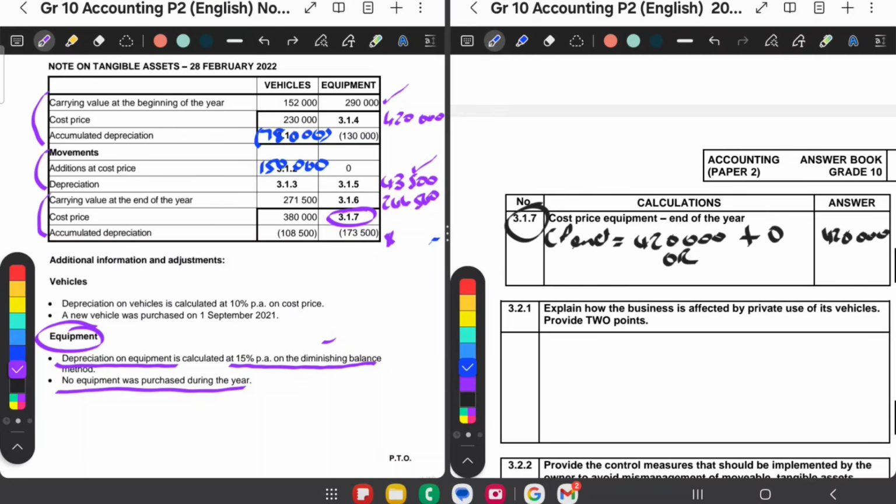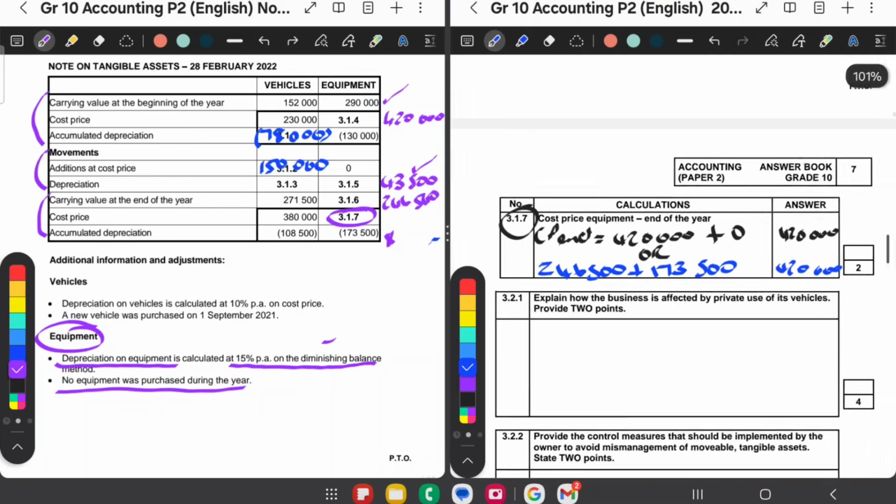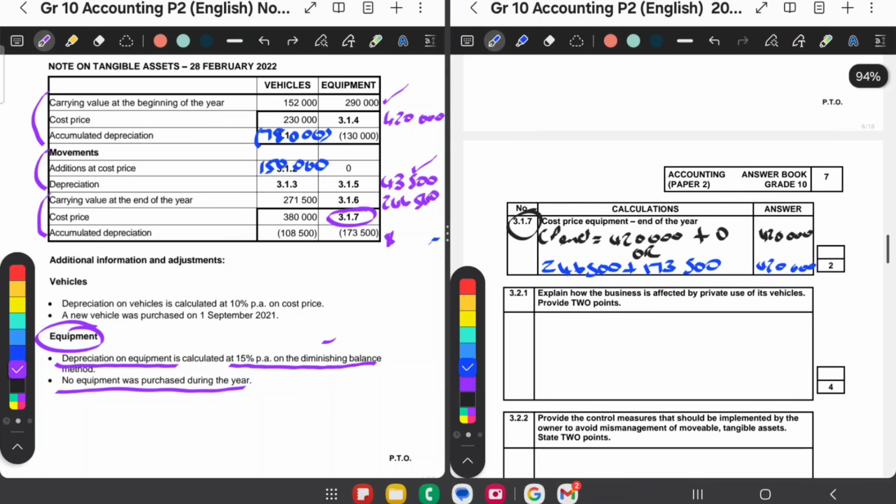Let's try that one. Let's see if we get the same answer. So this is 246,500 plus 173,500. Let's see what that gives us. That also gives me 420,000. So you can use any method for cost price at the end, and that is for 2 marks over there.